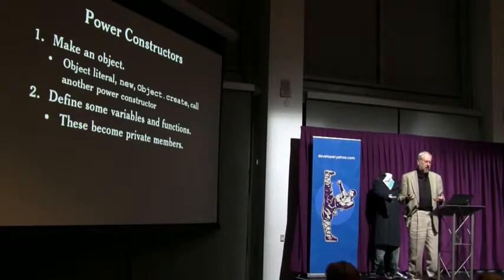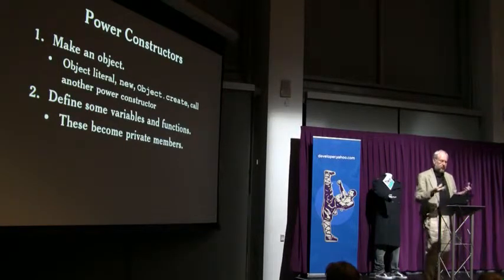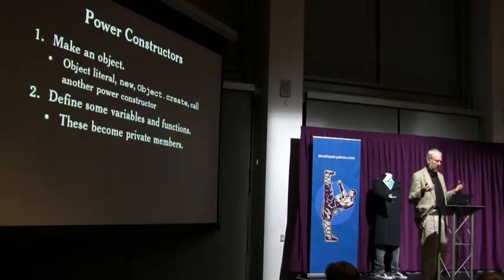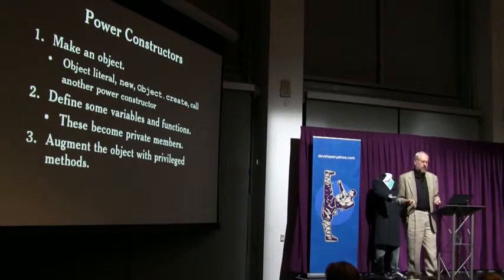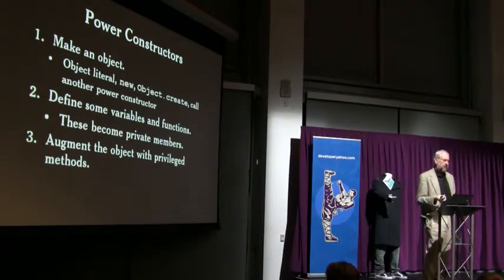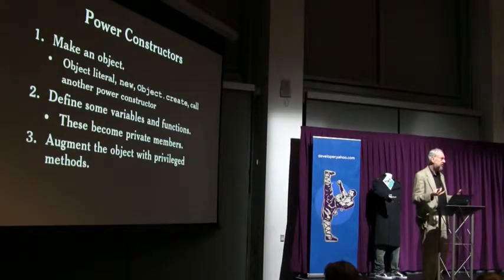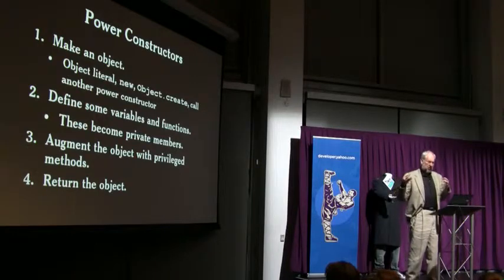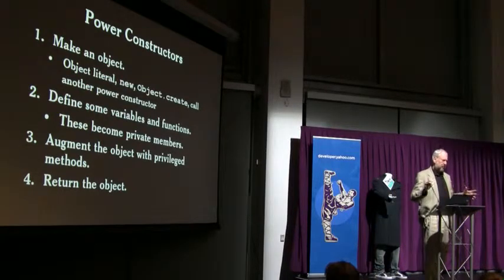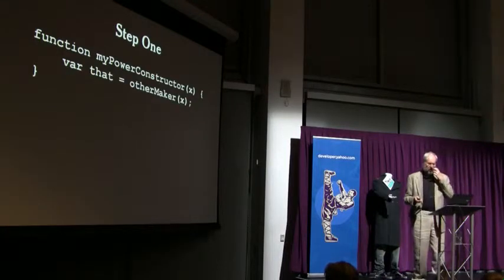Then step two, I define some variables and functions, and these will be the private members of the object that I'm about to make. Step three, I augment the object with privileged methods. A privileged method is a method which has access to that private state, that closes over the private state. And step four, I return the object. So really simple recipe, but it's a little abstract. So let me turn it into a template that's a little easier to follow.